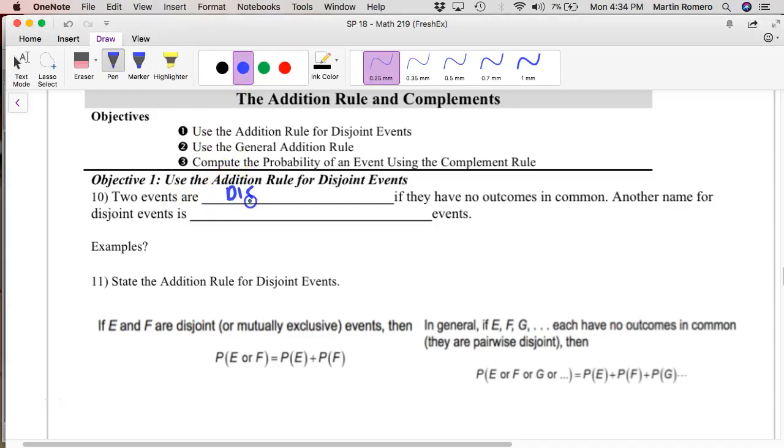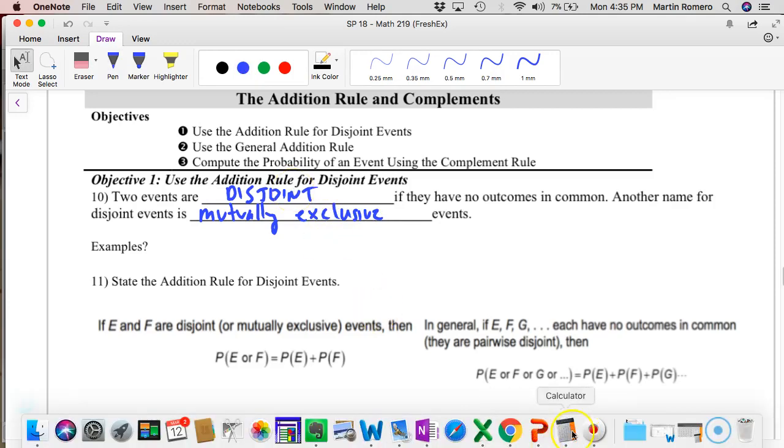So one of them is called disjoint. Two events are disjoint if they have no outcomes in common. And we'll look at some examples. Another name for disjoint events, and this is maybe more technical, is mutually exclusive. Exclusive events would be another word.